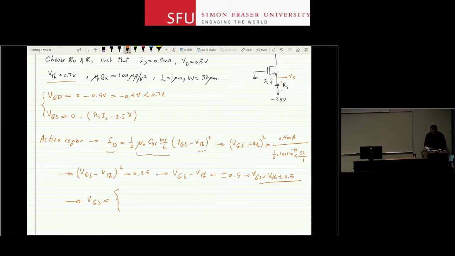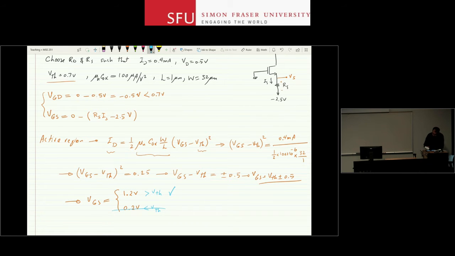One is 0.5 plus 0.7, so that's 1.2 volts, and one is 0.7 minus 0.5, that's 0.2 volts. Mathematically both of them are okay, but this VGS, the bottom one, is less than VTH. This is larger than VTH. And I'm assuming an active operating region because it couldn't be in cutoff, it couldn't be in triode, and therefore this is the acceptable value. So I reject this one, that's the correct value.